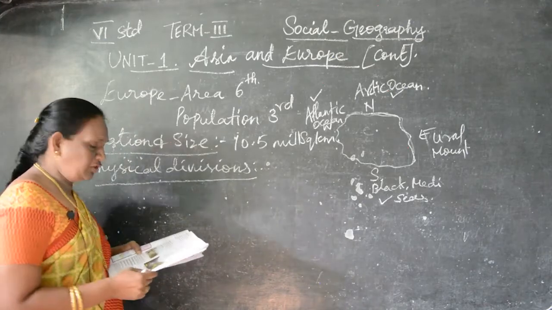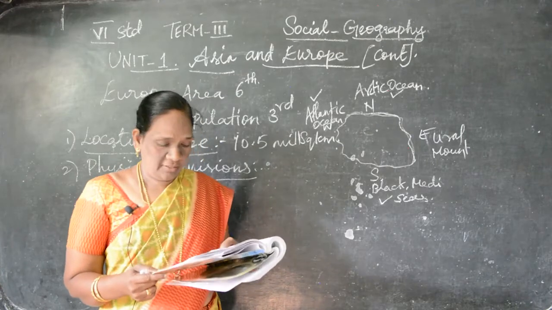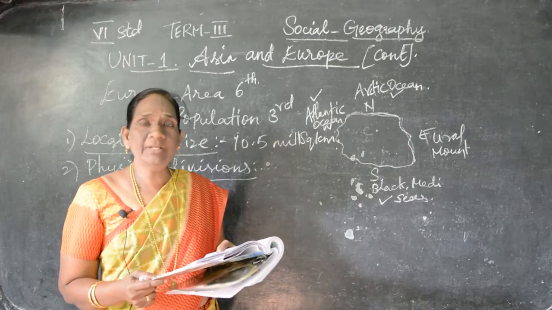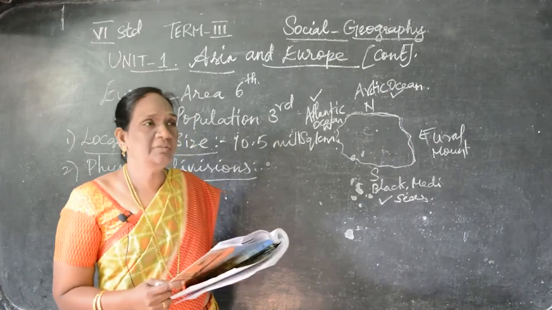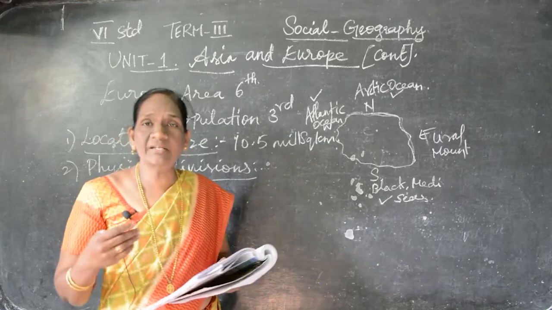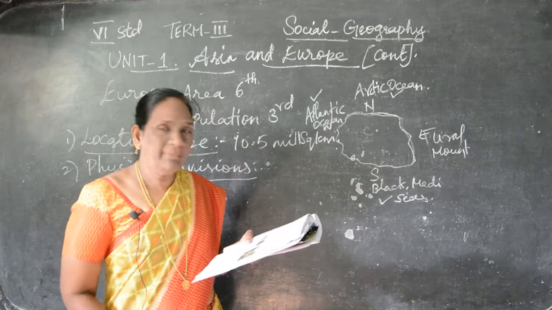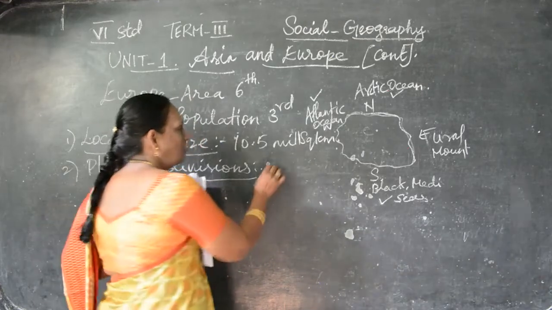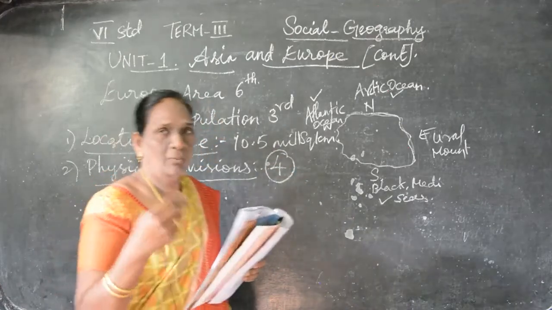One is the northwestern highlands, the central plateaus, or we can say the central highland. Then the Alpine mountain system and the North European plain. So these are the four physical divisions of the European continent. Okay, one by one we'll see. How many physical divisions did I tell you? Four physical divisions are there. One by one we'll see.